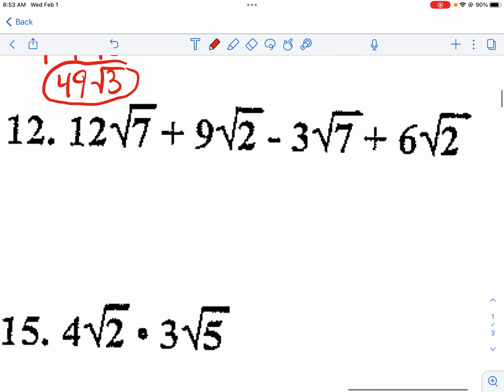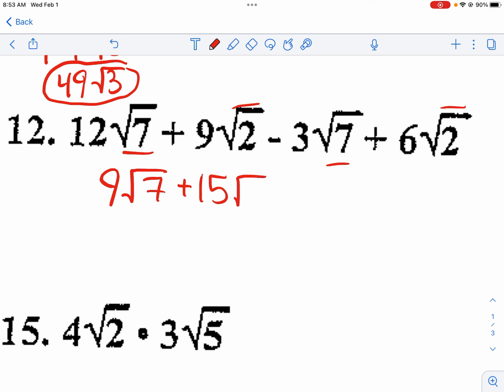Number 12 says 12 square root of 7 plus 9 square root of 2 minus 3 square root of 7 plus 6 square root of 2. We're going to find our common terms. We got square root of 7 here, square root of 7 here, square root of 2 here, square root of 2 here. So I'm going to do 12 minus 3. Take those 12 and that 3, I get 9 square root of 7. I add to that 9 plus 6 gives me 15 square roots of 2. Both of those are simplified square roots. I'm done.